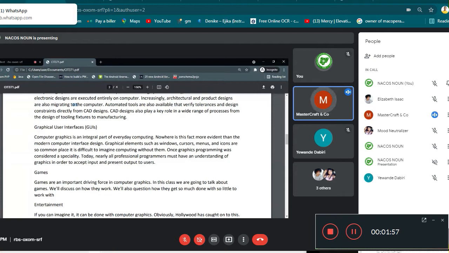So other than the graphical user interface, you also have the command line interface, CLI. And a typical command line interface looks like this.